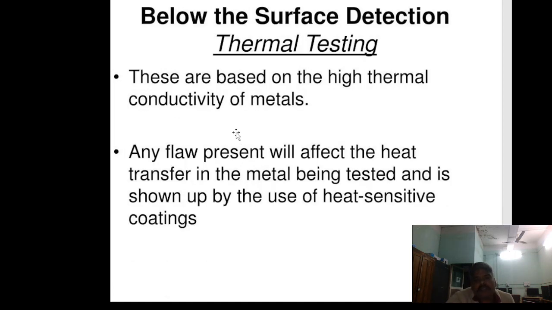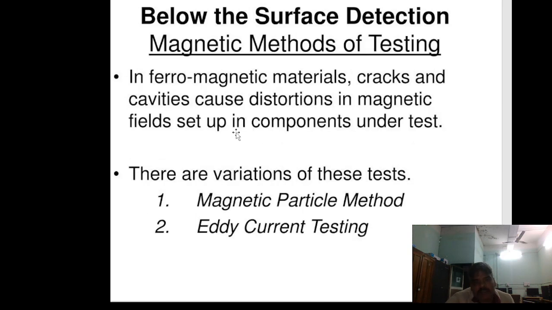Thermal testing: these tests are based on the high thermal conductivity of metal. Any flaw present will affect the heat transfer in the metal being tested and is shown up by the use of heat sensitive coating. Below the surface detection.